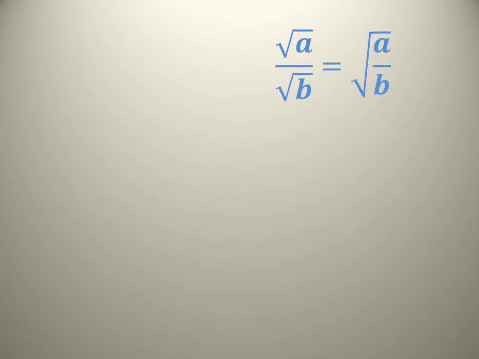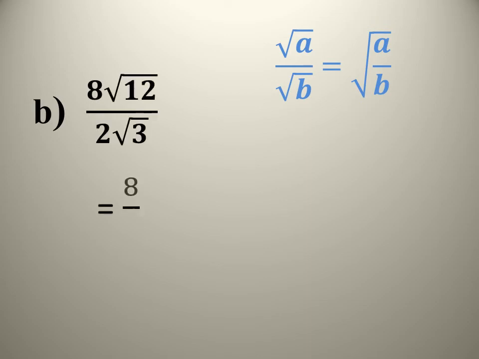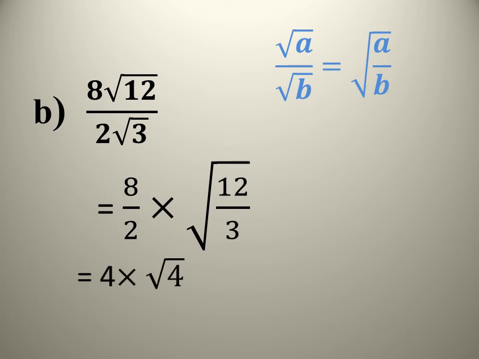Applying the same law on b, we'll have 8 root 12 on 2 root 3, which will be equal to 8 on 2 times the root of 12 on 3. This will give us 4 times the root of 4, which is equal to 4 times 2. This gives us 8.